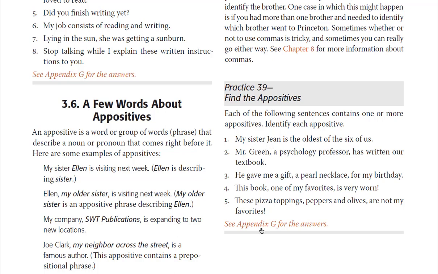"My sister Jean is the oldest of the 6 of us." "Mr. Green, a psychology professor." So a psychology professor, that's the appositive. "He gave me a gift, a pearl necklace." A pearl necklace is the appositive. "This book, one of my favorites." So one of my favorites is the appositive.